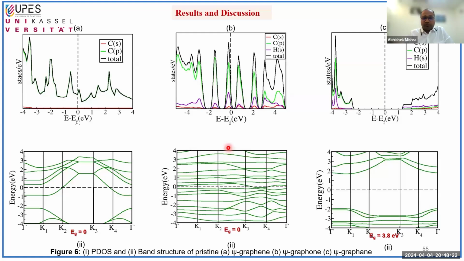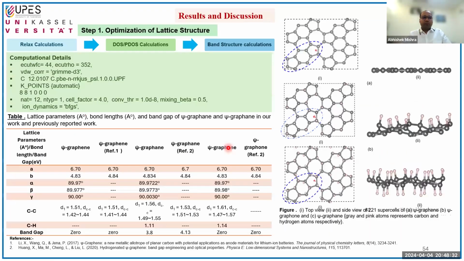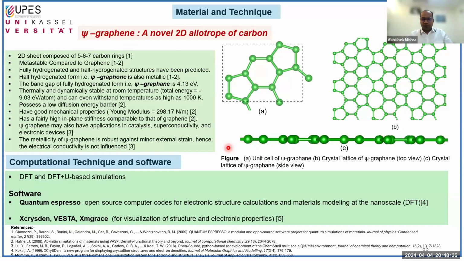So these are the PDOS and bands for the pristine graphene. If you are wondering what these variants are, let me take you back to the first slide. So this is the pristine graphene, but if you hydrogenate it on one side, you will see this, and if you hydrogenate it on both sides, you will have the fully hydrogenated one.